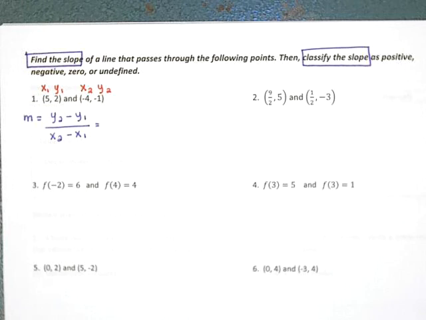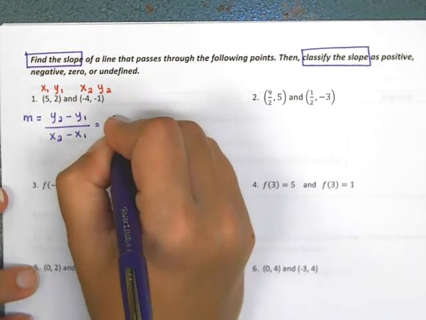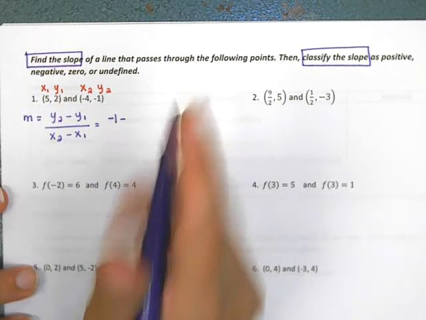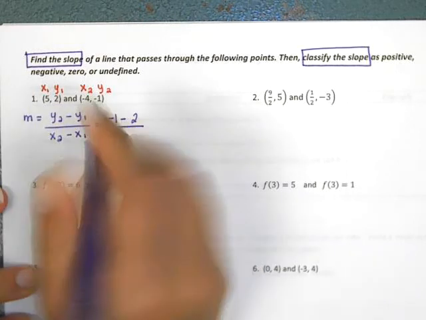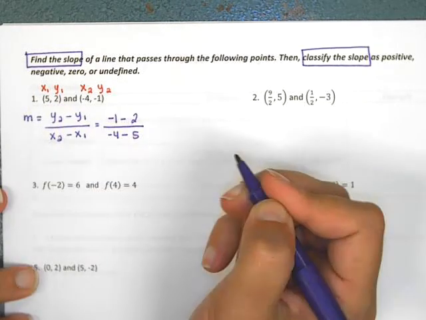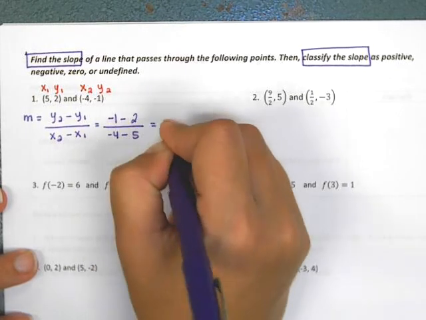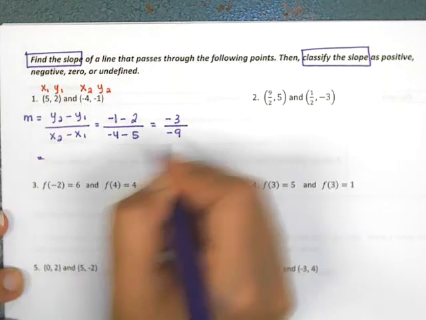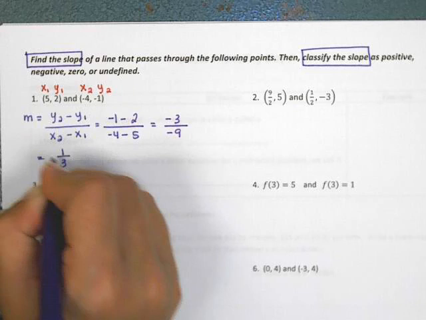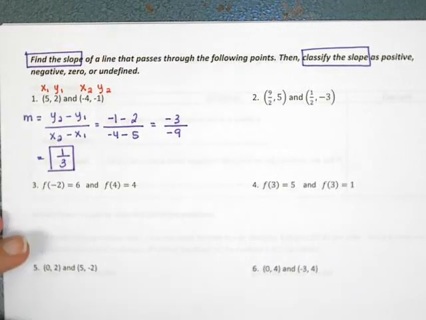Now, if I look back to how I labeled, y number 2 is -1, minus y number 1 is 2. X number 2 is -4, minus x number 1 is 5. Now I'm going to simplify. -1 minus 2 is -3, -4 minus 5 is -9, and -3 divided by -9 simplifies to 1/3, and that would be my final answer. You may feel free to use a calculator here, especially if you want to be sure you got the arithmetic right, or if you have trouble simplifying your fraction. That's totally fine.